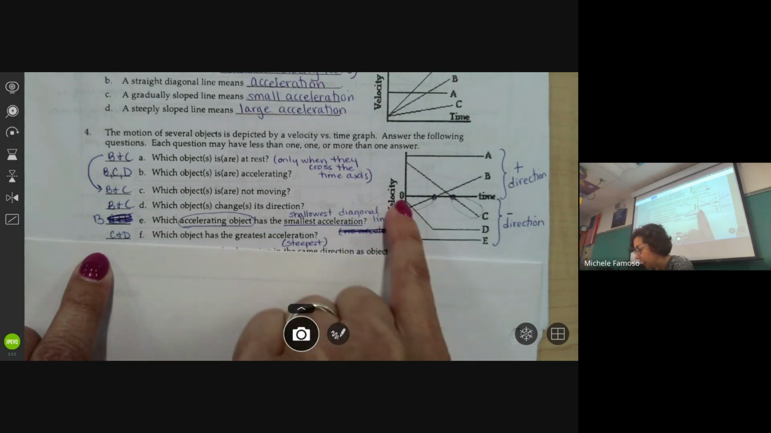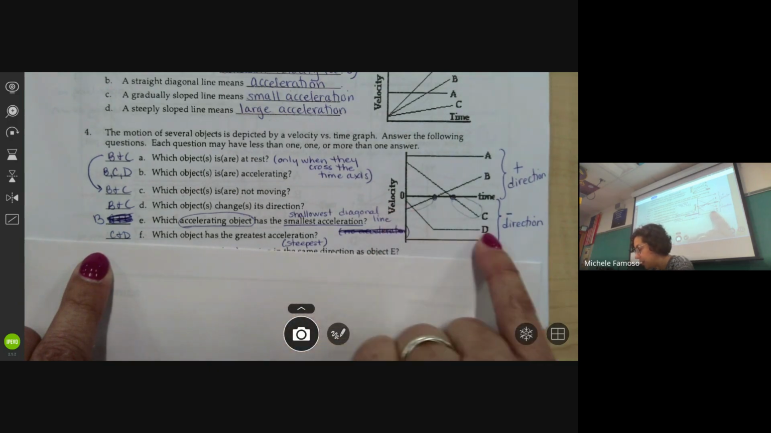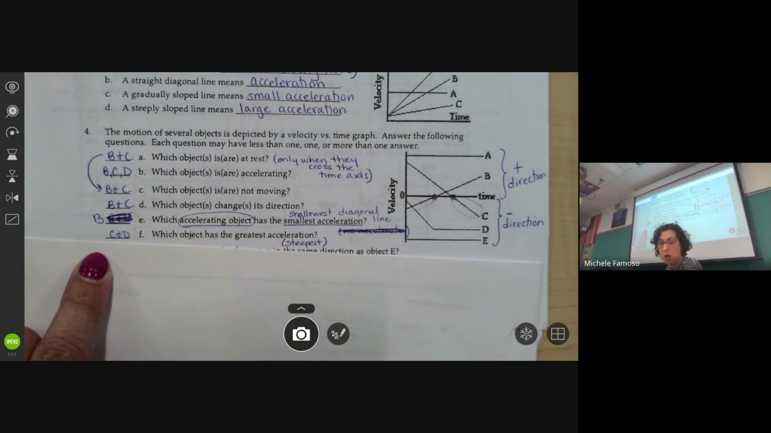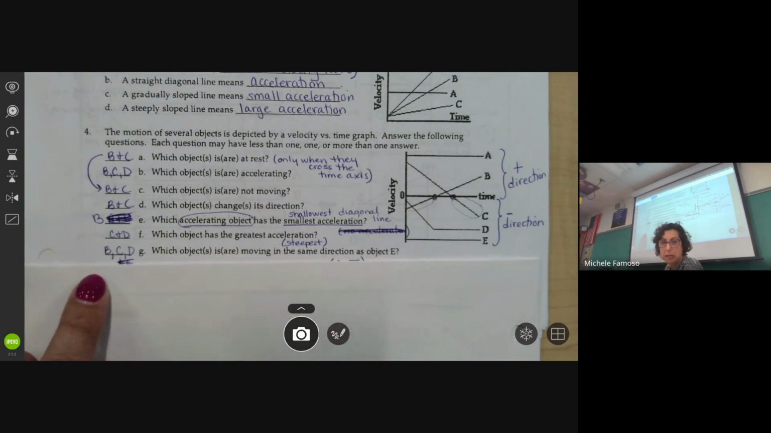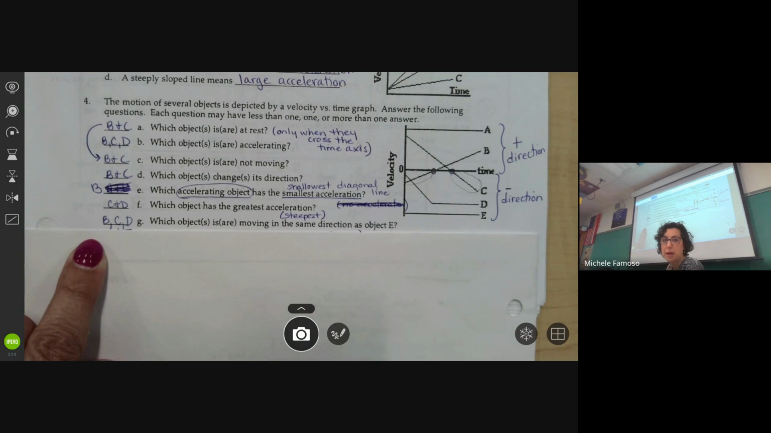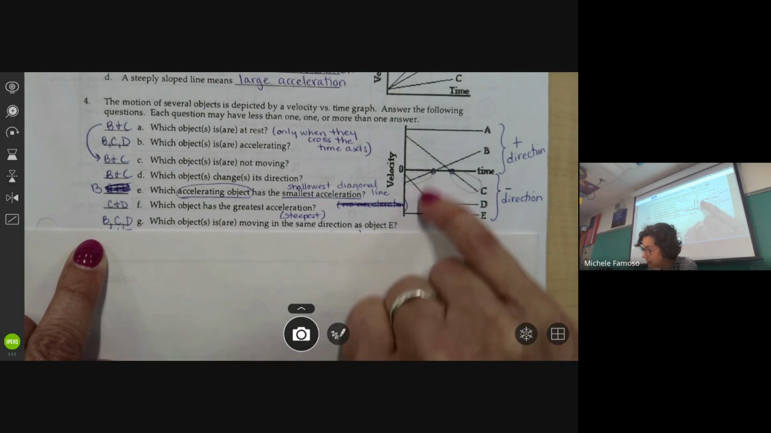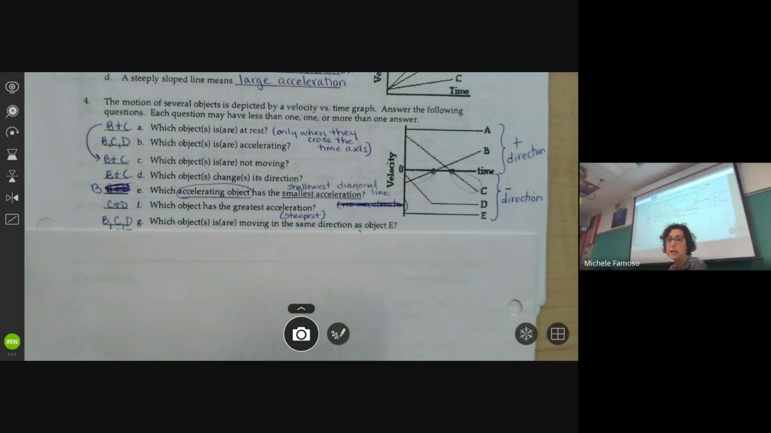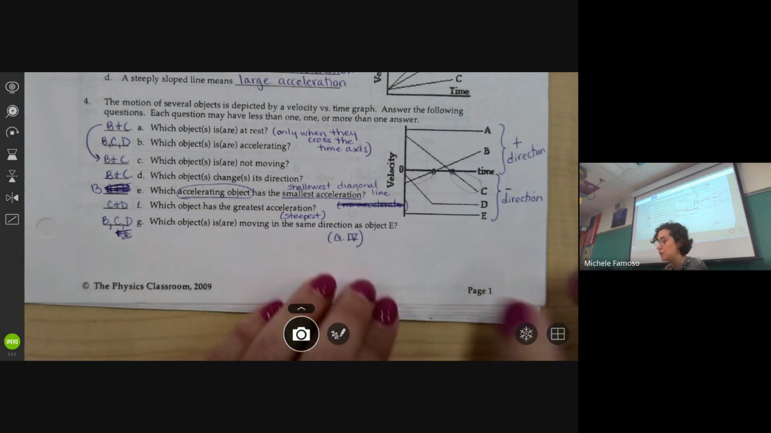And D, I'm only looking at this first part, not this part here. There's no acceleration here, but this one and this one, those are parallel. So they have the same large acceleration there. And letter G, which objects are moving in the same direction as object E? They would have to be in the same quadrant at some point. Those are graphs B, C, and D. B, C, and D both start down here in quadrant 4, so they are beginning all in the negative direction. All right, any questions on page 11?